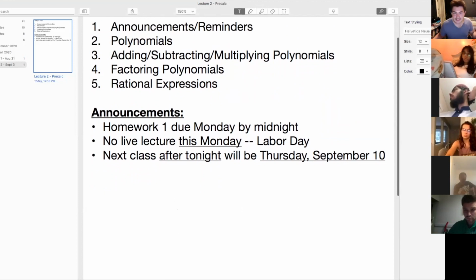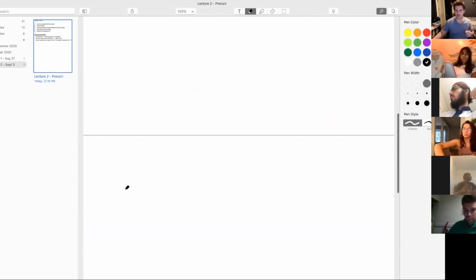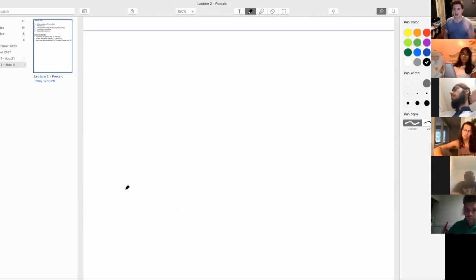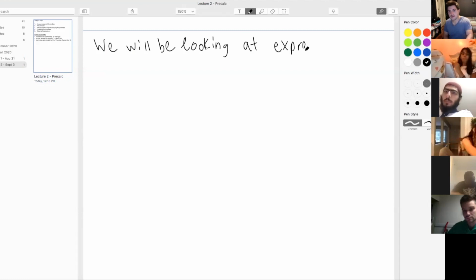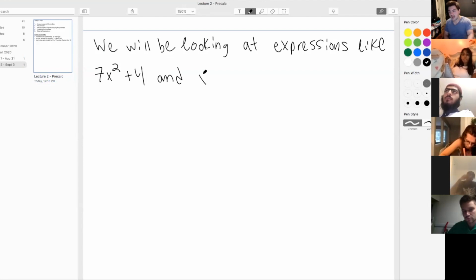All right, so let us start. Today we're going to start off with polynomials. Let's just see what's going on with that. We will be looking at expressions like 7x to the second power plus 4 and x to the third power plus 2x plus 3. So we're going to be looking at things that look like this, okay?